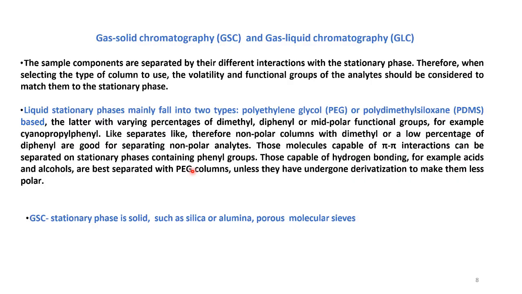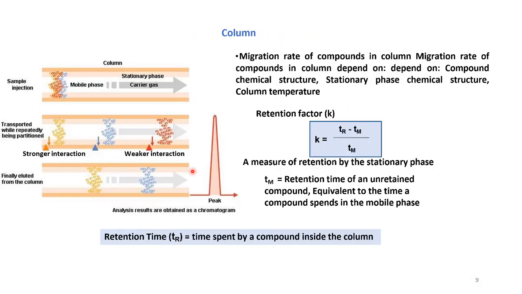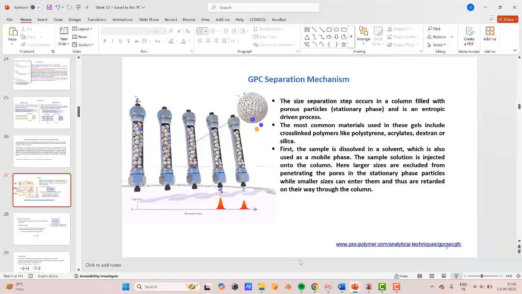Then the GSC has the stationary phase in solid form, and again silica and alumina are used. The molecular sieve is also used. Then the column also has the retention time, which is the retention factor.